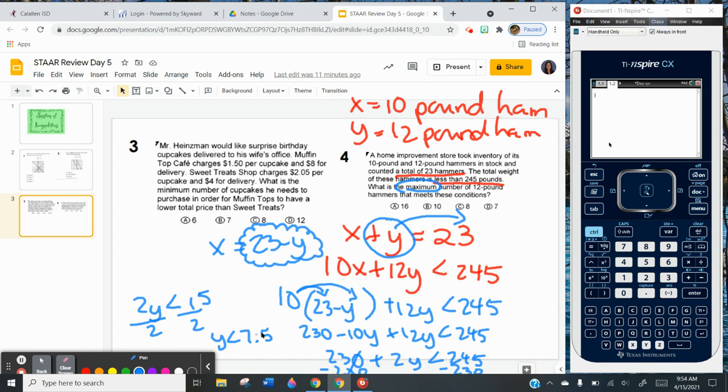Now, you can't buy 7.5 hammers. So what is the closest whole number less than 7.5? The first whole number less than 7.5 is 7. So our answer is D.